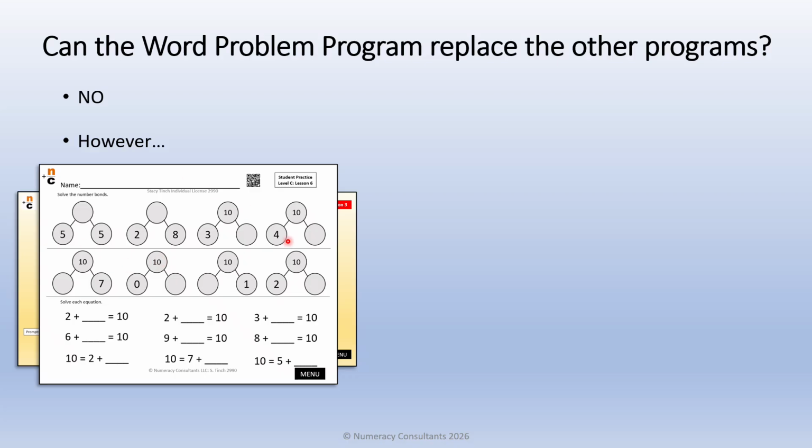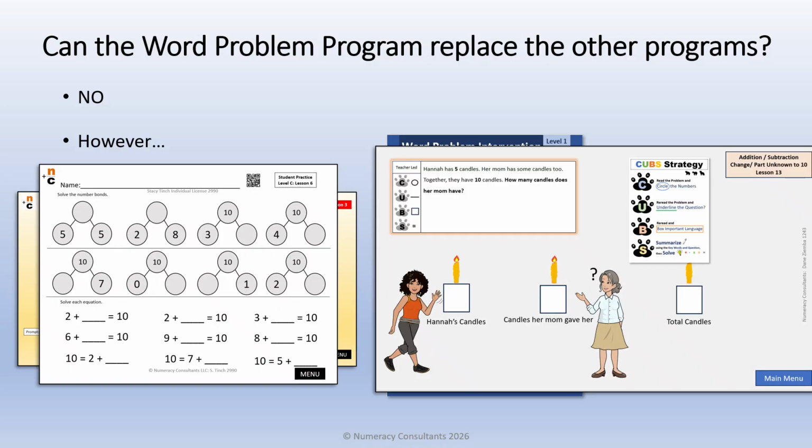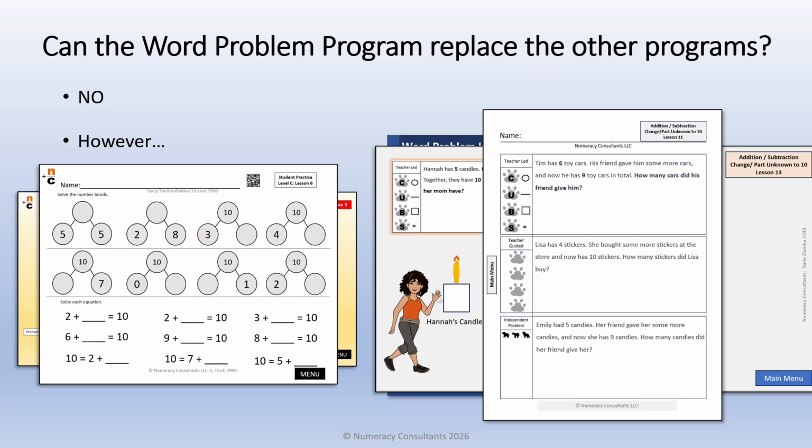And when you're doing something like this, when your students are done and you're confident with them, you can say, okay, now I want them to apply it. So you go in, addition, subtraction, change unknown, and you can start working with them on this. So the word problem program definitely can be used alongside the primary program. It's just not designed to ever be a replacement for the program, okay?